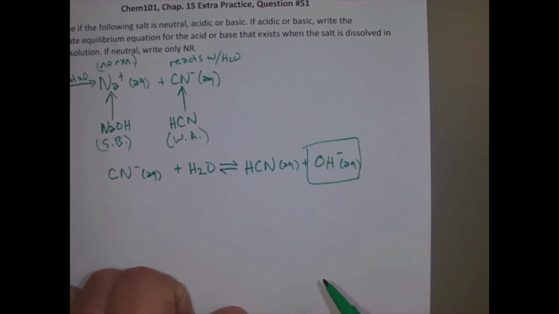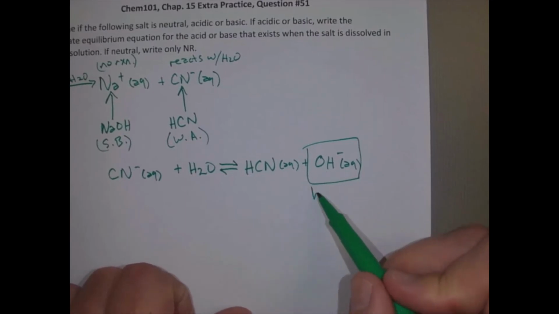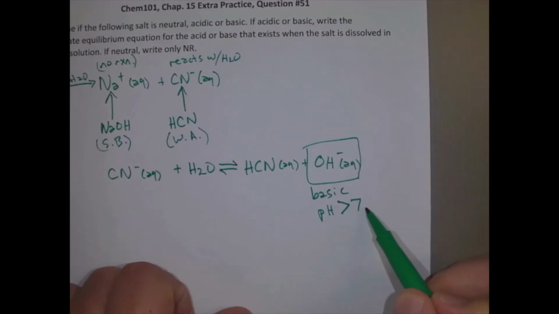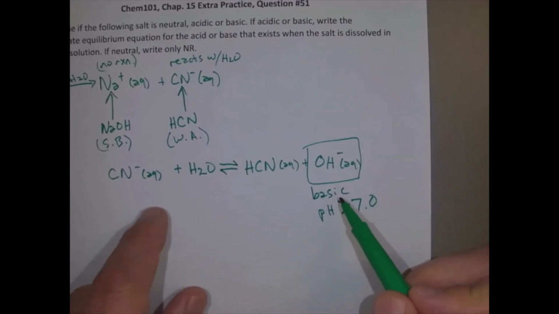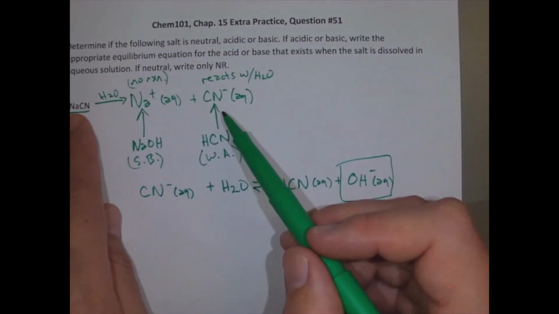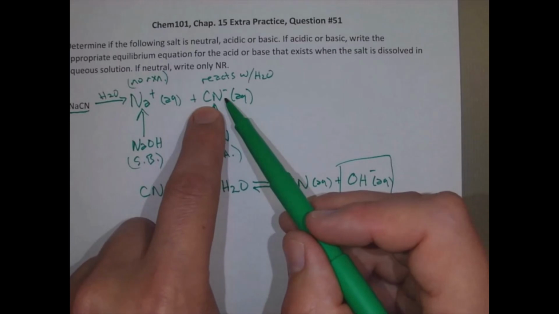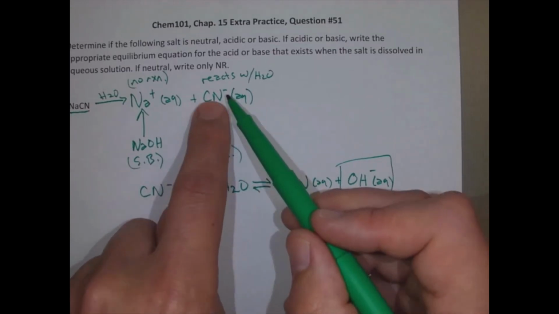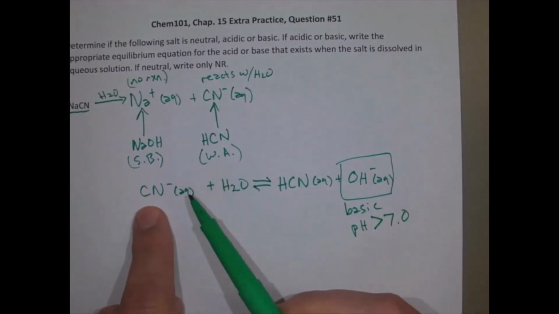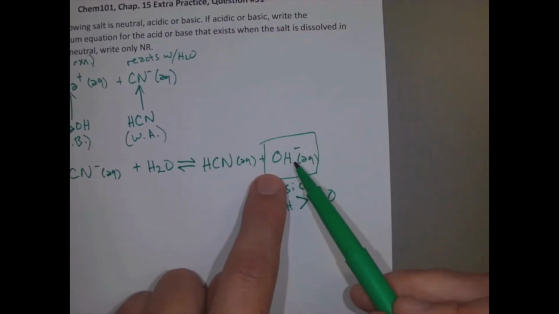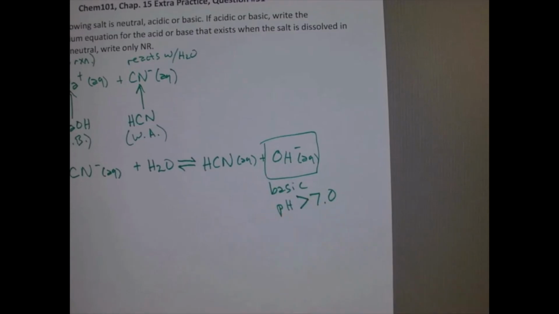All right, so that really answers the question. This is going to be a basic solution. Its pH is going to be greater than 7. And the reason why is because when I put sodium cyanide into solution, I generate this cyanide ion, which is the conjugate base of the weak acid, hydrocyanic acid. So this conjugate base is going to behave like a base. And what do bases do? Well, they react with water to take off a hydrogen, and they leave behind the hydroxide ion, which is what makes it a basic solution.